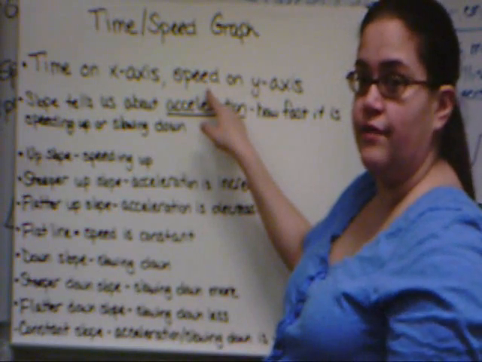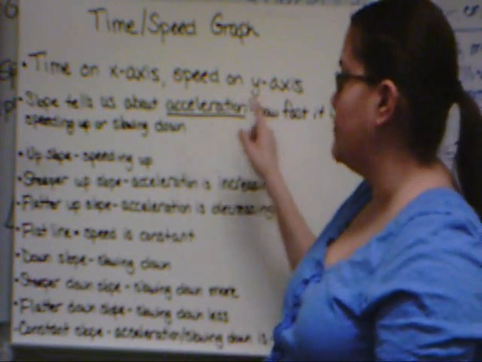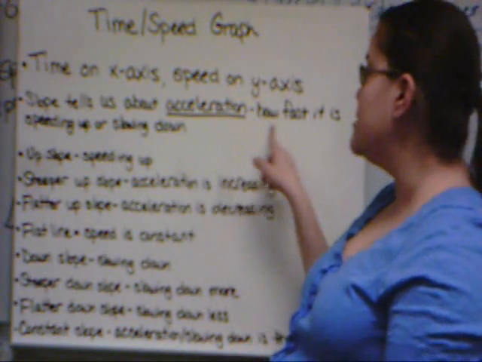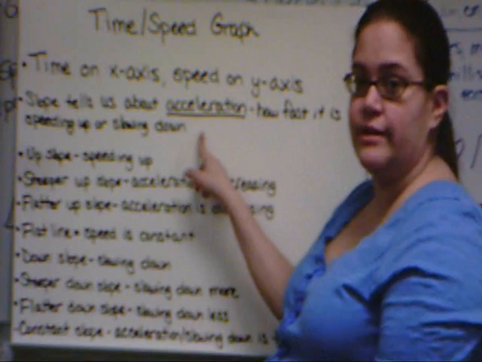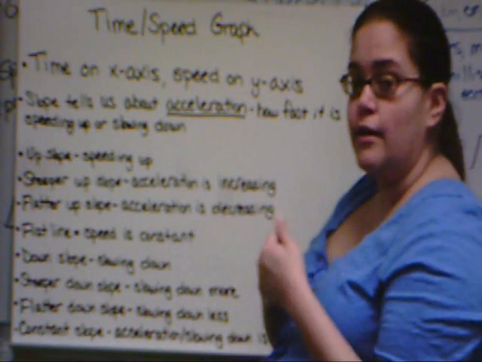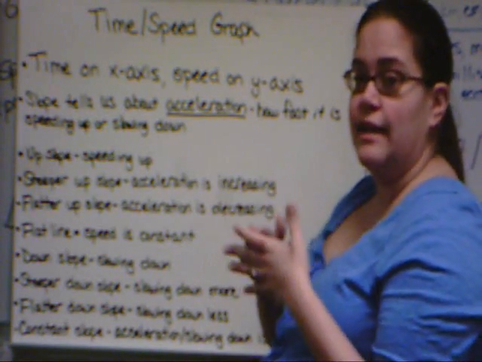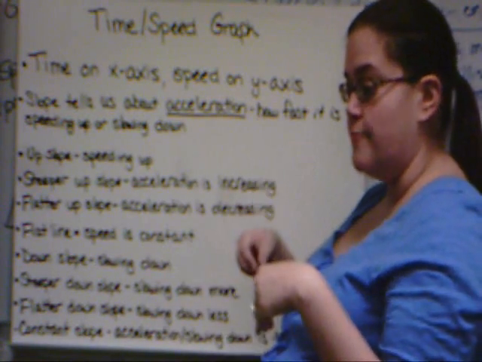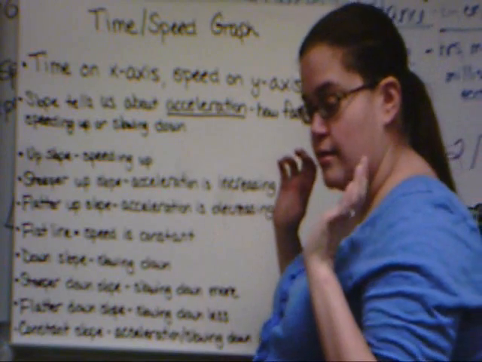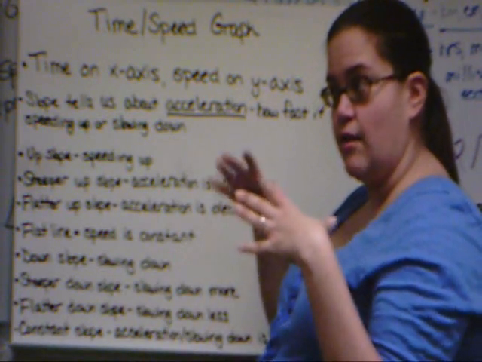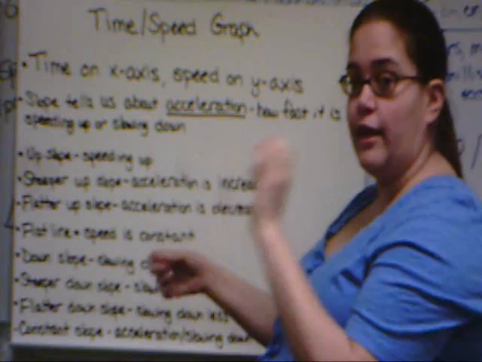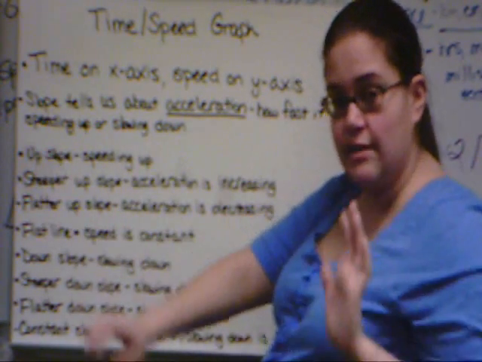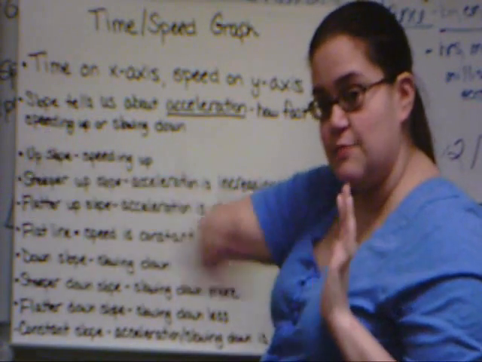The slope, or the angle of the line, tells us about acceleration. And acceleration is how fast it is speeding up or slowing down. Not how fast it's moving, but how much faster it's getting or how much slower it's getting. So if I'm driving in my car and I'm stopped and I start driving and I go from 0 to 15 miles per hour, and then I go from 15 to 30 miles per hour, I'm speeding up that entire time. I'm going from 0 to 30 miles per hour. I'm speeding up. Okay? And so that is acceleration.